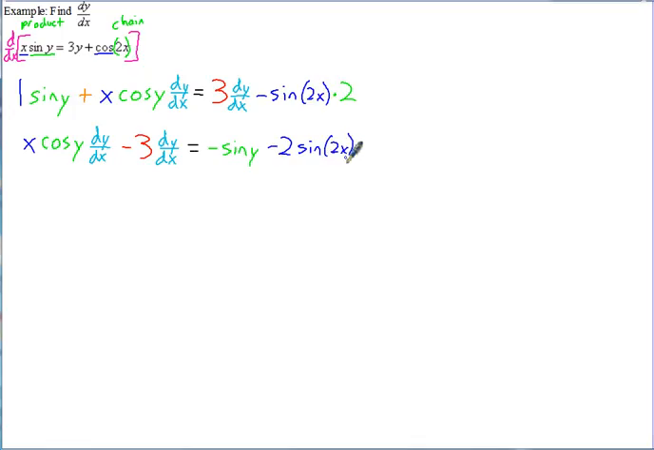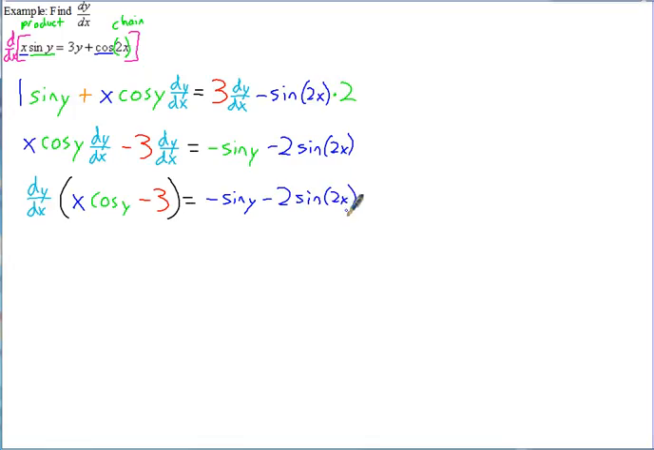Now the reason why that's helpful is that it helps us to isolate the dy dx because now we can factor it out. It's like a GCF. So you can factor out the dy dx. And then what you have left in parentheses there is x cosine of y, that's what's left of the first term. And negative 3 is what's left of the second term. And on the other side we still have negative sine of y minus 2 sine of 2x.